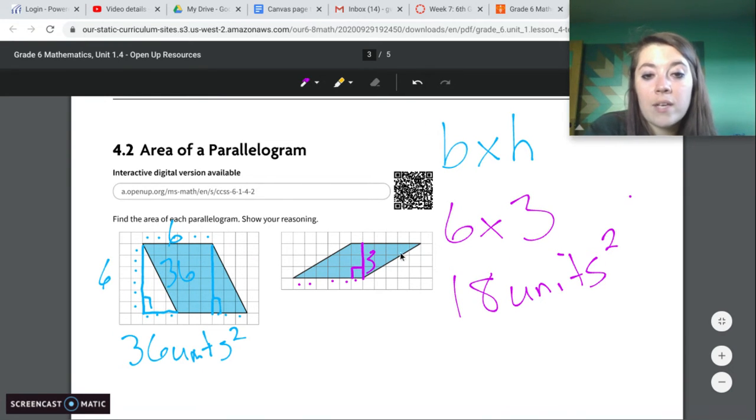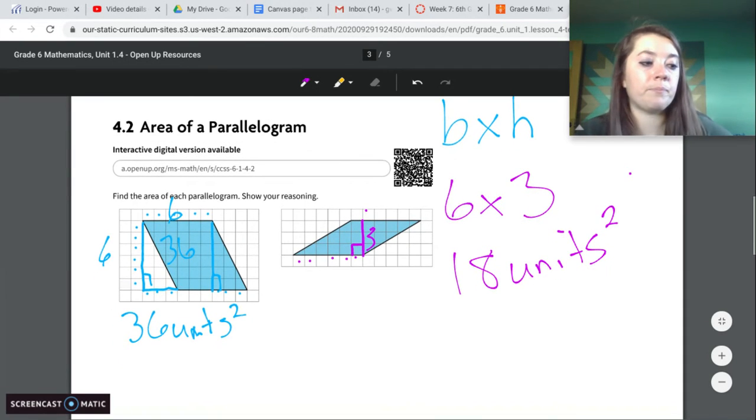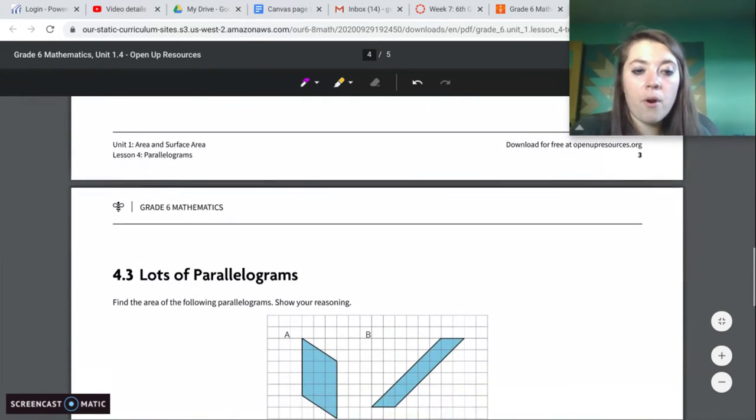Now, once again, we could take this triangle over here and move it over here, give ourselves a rectangle, and then find the area. You would find that it's the exact same amount. Okay? All right, a couple more.